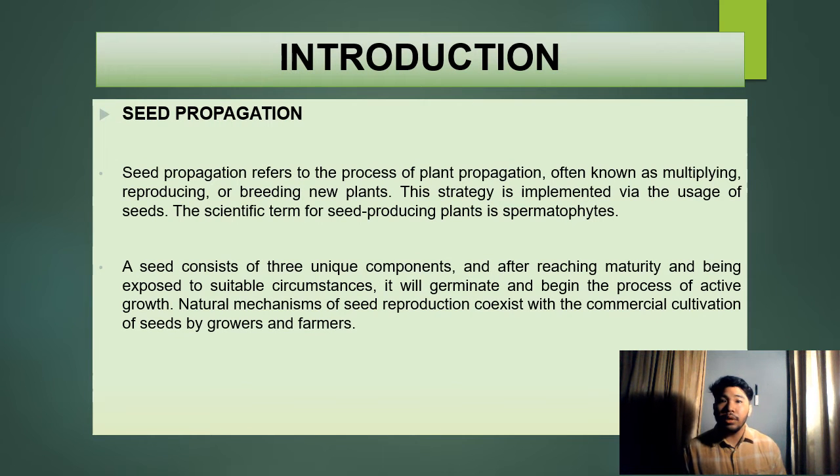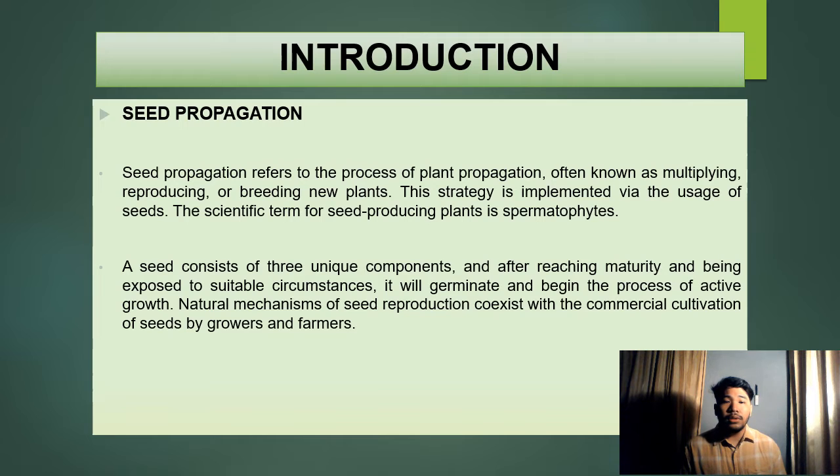Okay, so we start with the introduction for our topic. The method that I chose is seed propagation. Seed propagation refers to the process of plant propagation, often known as multiplying, reproducing, or breeding new plants. This strategy is implemented via the usage of seeds. The scientific term for a seed-producing plant is spermatophyte.